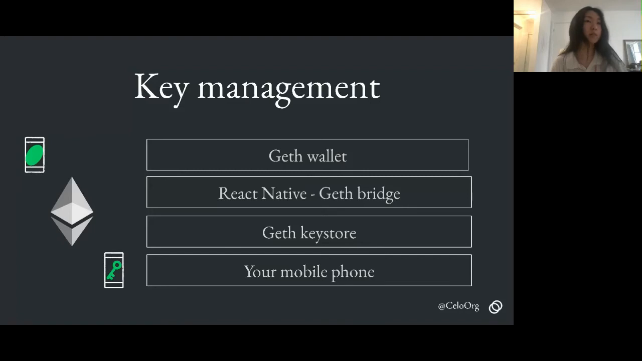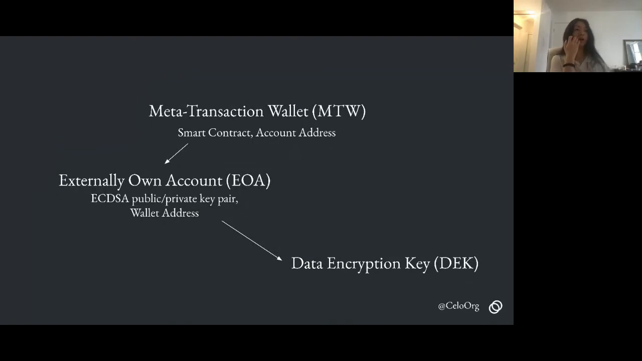And what specifically are all of these keys that we are managing? Every Valora user has three important keys that we're going to talk about today. The high-level account address is what we call the meta transaction wallet. This is just a smart contract, and it manages all of your other keys, as well as other functions such as feeless attestations. In terms of the network, this account address is the one that we use to identify you as a person. And then the meta transaction wallet manages the externally owned account.